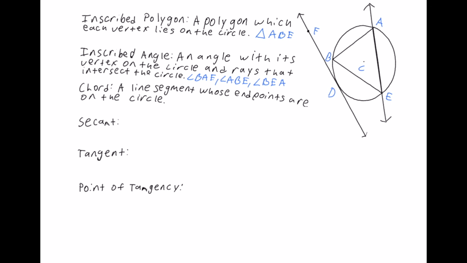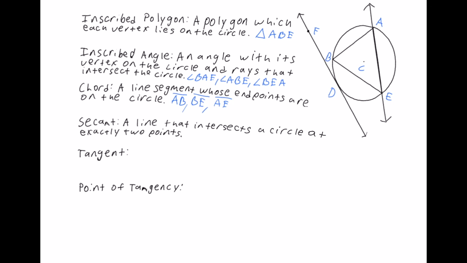A chord is a line segment whose endpoints are on the circle. So those 3 are line segments that are on a circle. They happen to make a shape here, a triangle, but they don't always have to. They just have to be any line segments that go from one point on the circle to the other. And they're named just like any other line segments, AB, BE, AE.